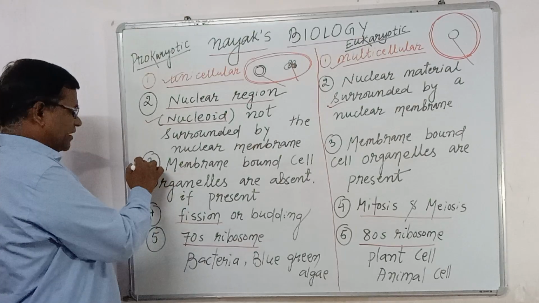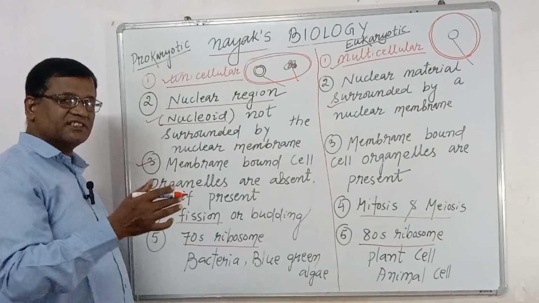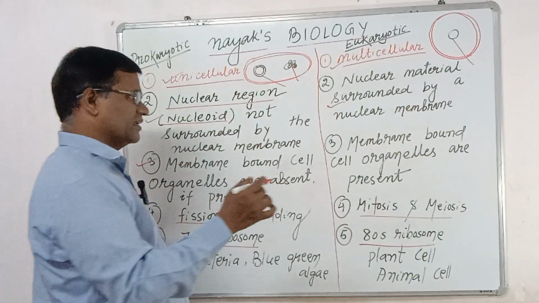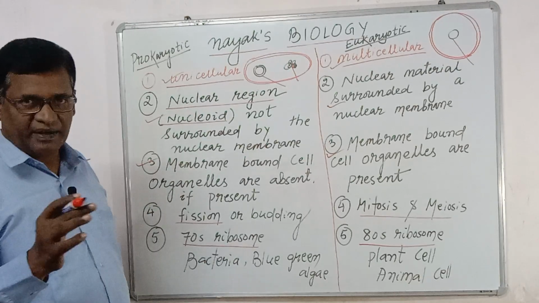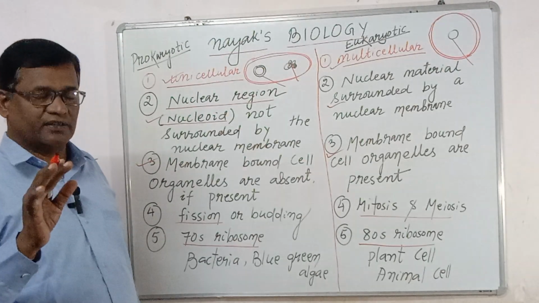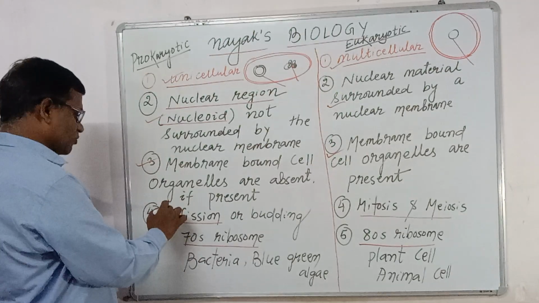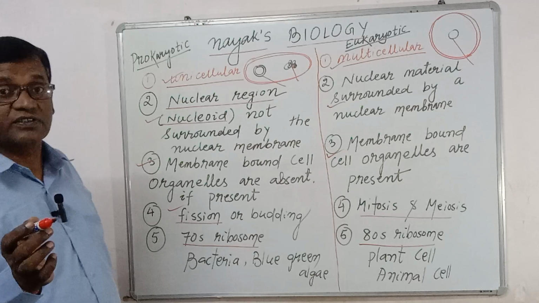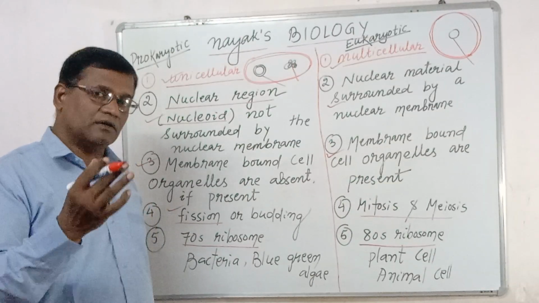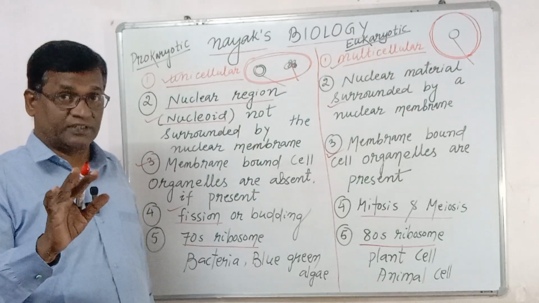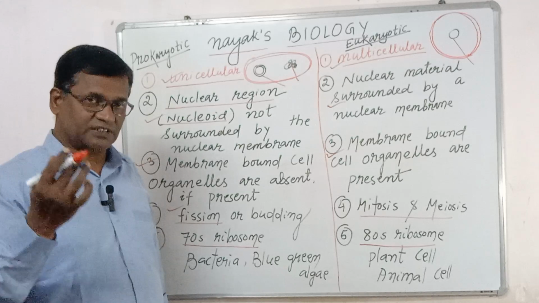After that, membrane-bound organelles are absent in prokaryotes. If present, they don't have any membrane. Whereas in eukaryotes, almost all organelles are membrane bound except the ribosome. Ribosome doesn't contain any membrane because it helps in protein synthesis. Now the most important part, that is reproduction. Reproduction is by simple division, that is fission. In amoeba, you know, but amoeba is not a prokaryote. Be clear about it. That concept is different.